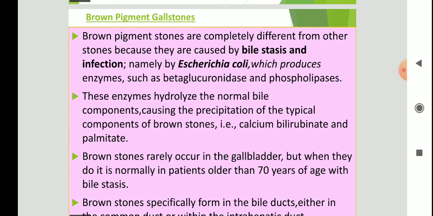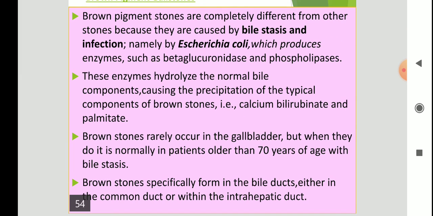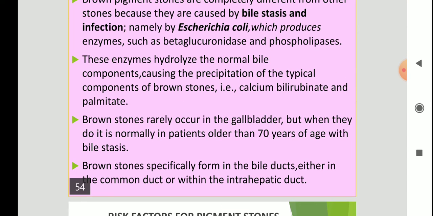Then brown pigment gallstones. The brown pigment stones are completely different from other stones because they are caused by bile stasis and infection. The gram negative E. coli produces enzymes such as the phospholipases and beta glucuronidase. These enzymes hydrolyze the normal bile components, causing the precipitation of the typical components of brown stones, that is calcium bilirubinate and palmitate.